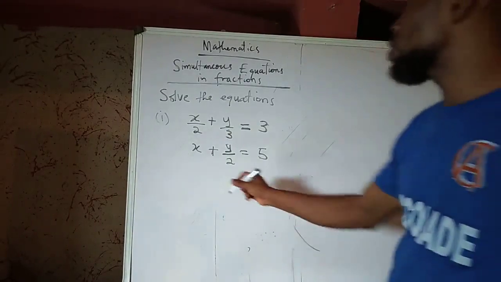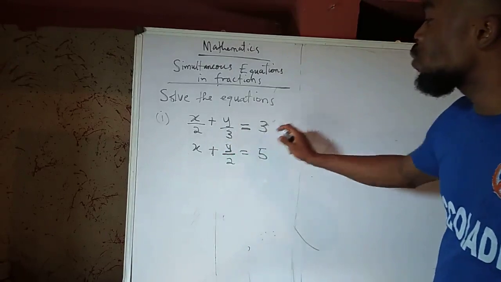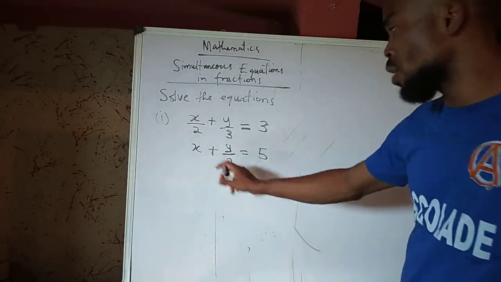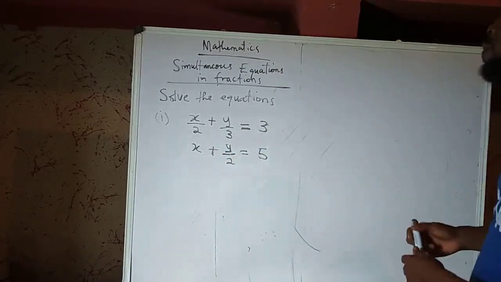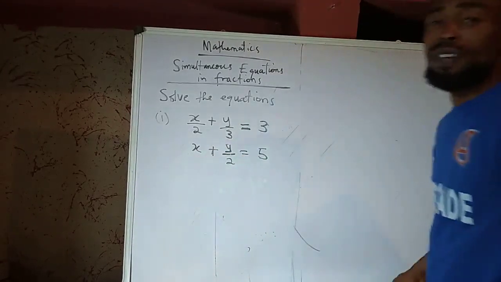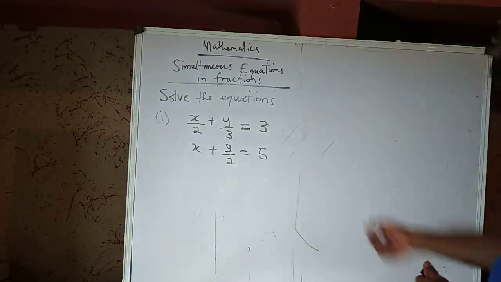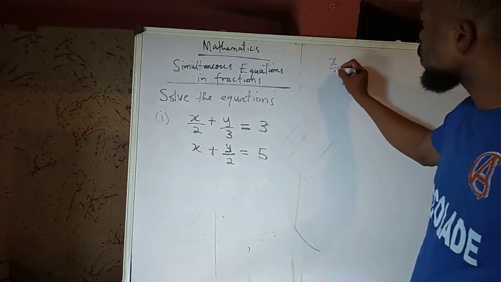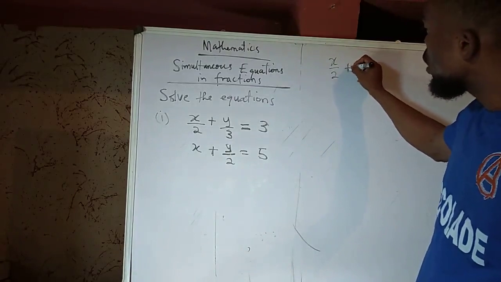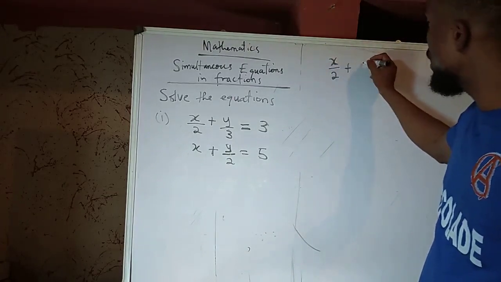And of course, the simple thing we are going to do: here we have x over 2 plus y over 3 equals 3, and x plus y over 2 equals 5. So we have to find the value of x and y, right? That's what it means by solving the equation. So this is a fraction, okay?